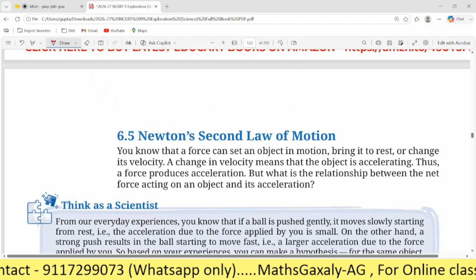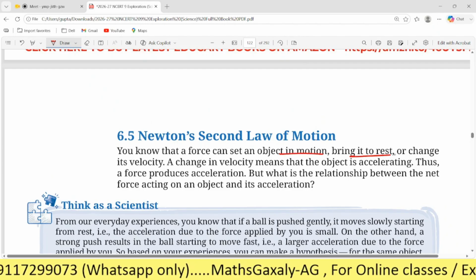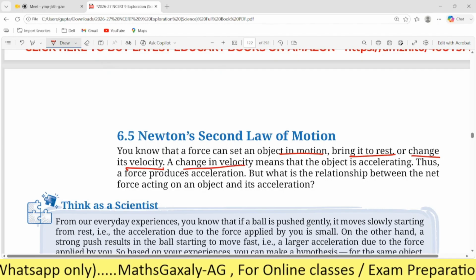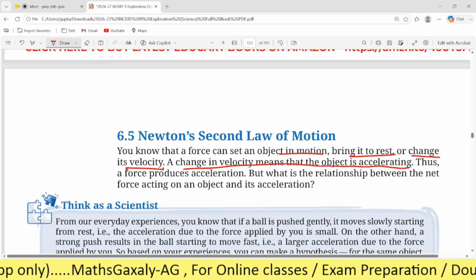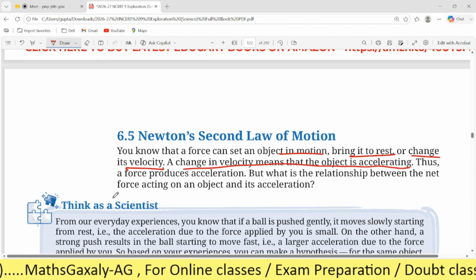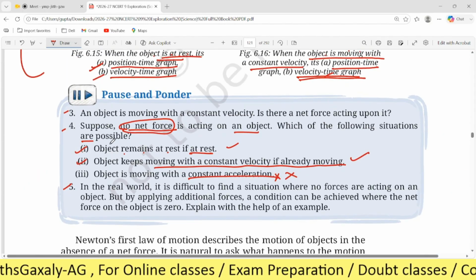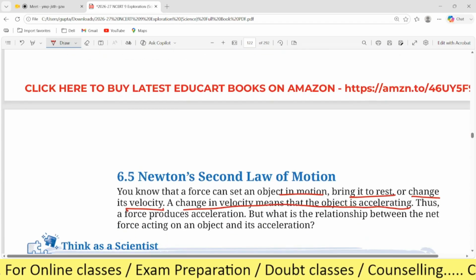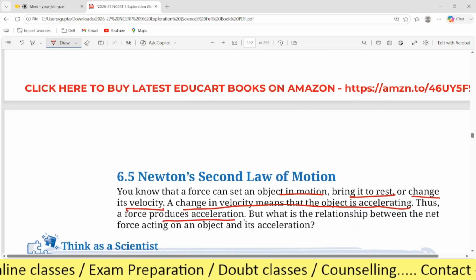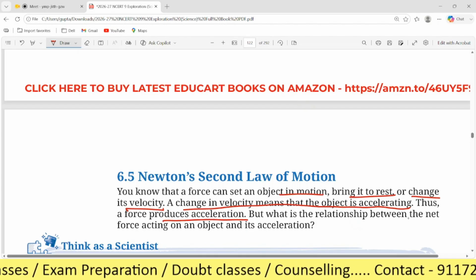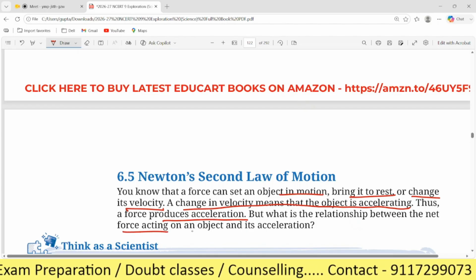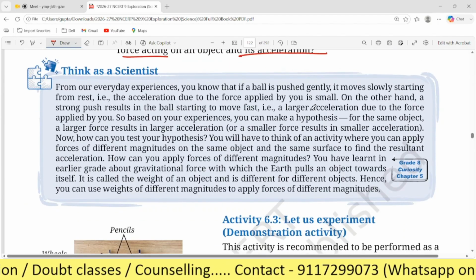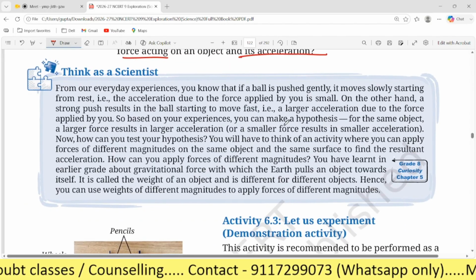You know that a force can set an object in motion, bring it to rest, or change its velocity, right? A change in velocity means that the object is accelerating, right? This point I explained to you in the third one. Here the object is moving with a constant acceleration. So the object is accelerating. Thus a force produces acceleration. But what is the relation between the net force acting on the object and its acceleration? So let's see here. Think as a scientist. Let's first discuss this part.